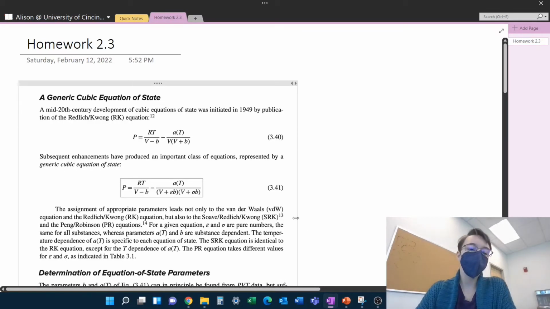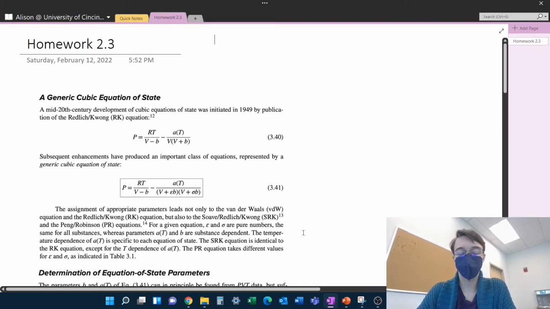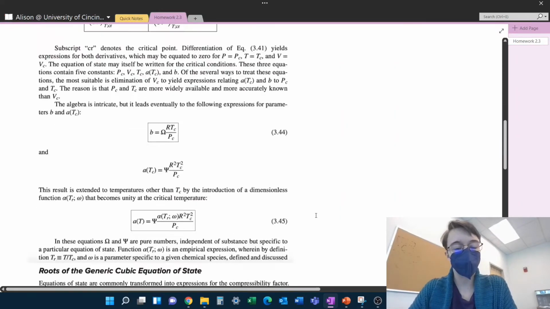Alright, so the next problem that we're going to want to look at is being able to calculate specific volume given the pressure and temperature using the Cardano's formula. So what's the Cardano's formula?